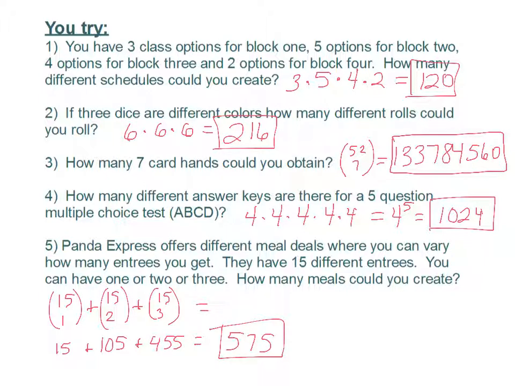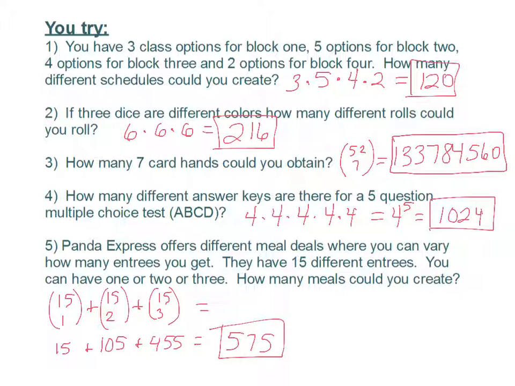Number 3, you're doing card hands. Order is not important when you're playing cards. I just have 52 cards in the deck. I'm going to choose 7 of them. The answer key problem, this is similar to how we had done that one earlier. There's 4 options for the first question, 4 for the next, 4 for the next, and so forth.